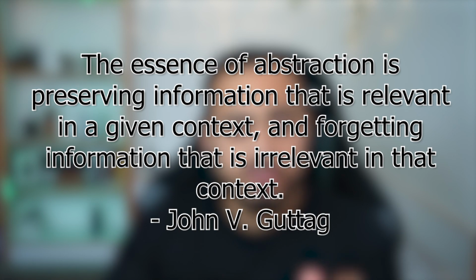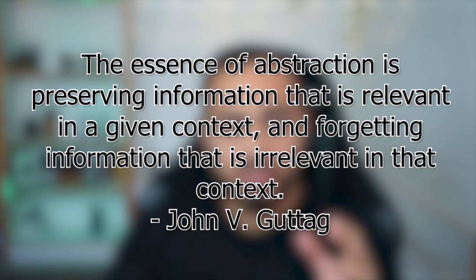John V. Guttag said, "The essence of abstraction is preserving information that is relevant in a given context and forgetting information that is irrelevant in that context." So abstraction means that we're supposed to hide the specifics of how different work is done and abstract it into simple words. More precisely, when we're creating classes, we should make them in a way such that the class looks like a finished thing in and of itself. It means that it should provide functionalities that can be used in the rest of the program in a black box manner.